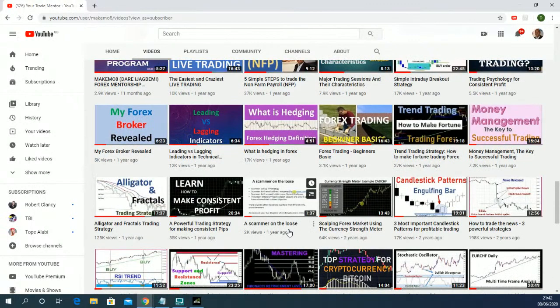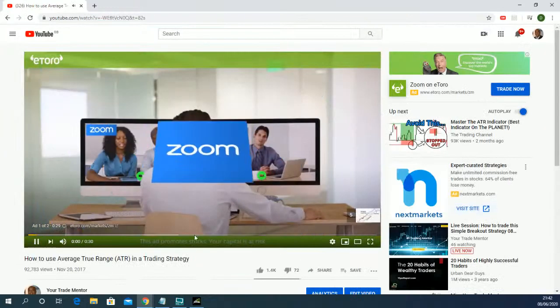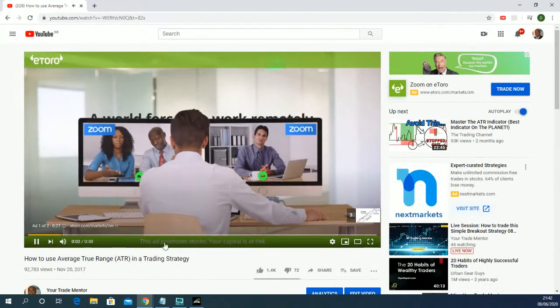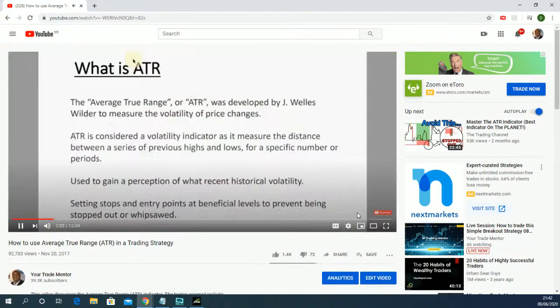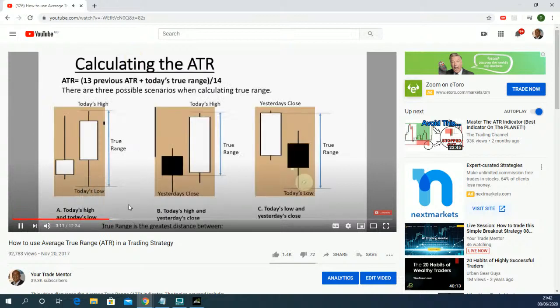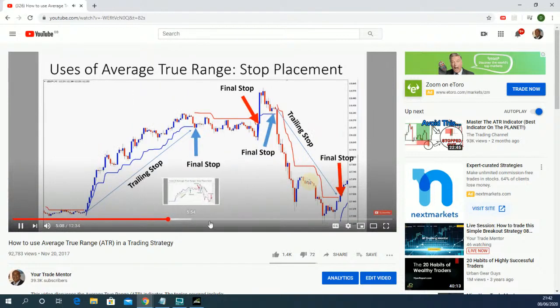Average True Range. Where are you? This is the Average True Range. Okay, so this is Average True Range. Let me see if I can see where we use it. Yes.